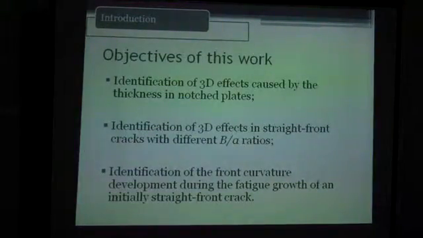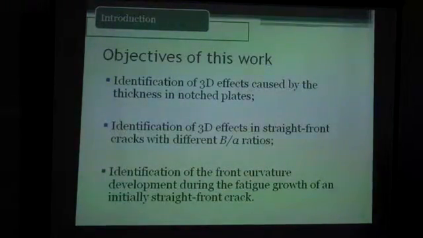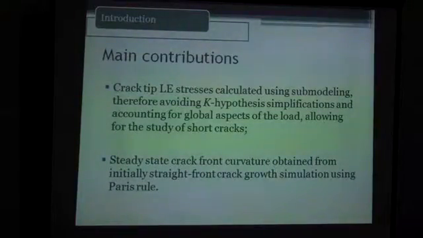So the objective of this work is to identify 3D effects caused by thickness in notched plates, and then go to cracks, identifying 3D effects in straight-front cracks, and then we are going to try to find the curvature, the tunneling effect of this crack, based on this idea, and we get some interesting results there. The main contributions are the crack tip linear elastic stress calculated using the submodeling technique with finite elements, avoiding the decay hypothesis and simplifications, and allowing for the study of shorter cracks.